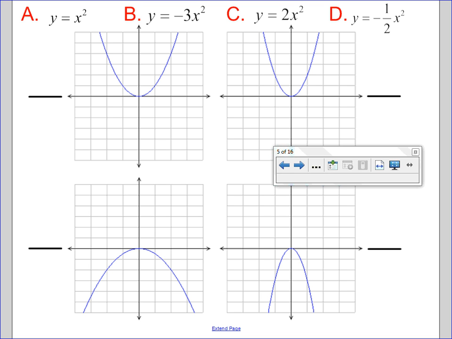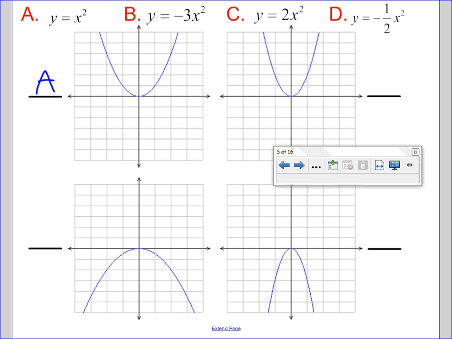So, in your parent function, y equals x squared, we go out from our vertex 1, up 1 squared is 1, out 2, up 4, out 3, up 9. So, a parent function graph, if my scale on these is 1 tick mark for 1 unit, it looks like A is my parent function. So, that first top left graph would be y equals x squared.